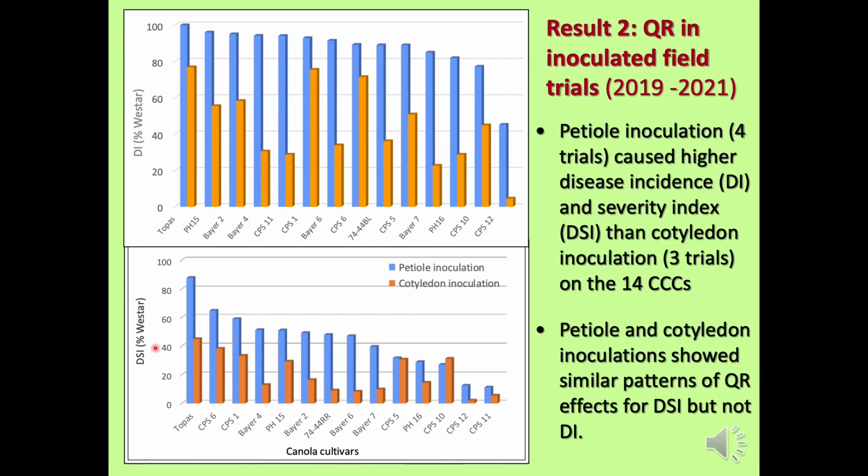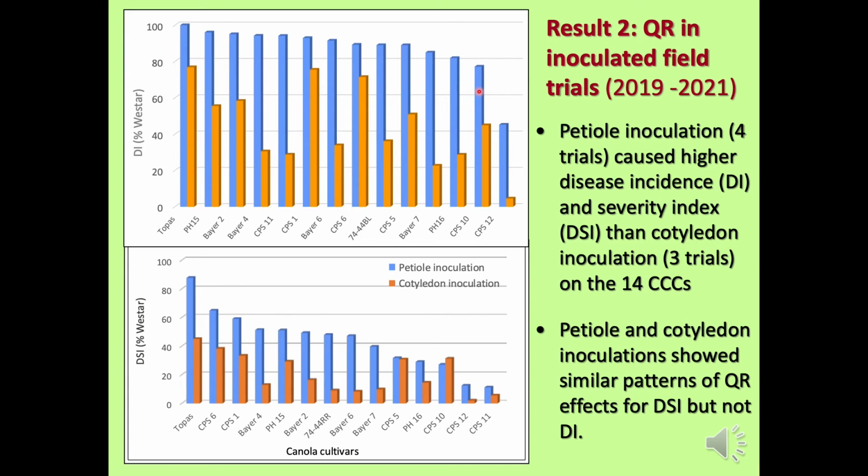In inoculated field trials for validation of QR with the selected varieties, PDO inoculation apparently caused a higher level of disease than cotyledon inoculation, which is not surprising due to the position of the inoculation. When we looked at the disease incidence, there seems to be very little difference among these varieties, which is also understandable.